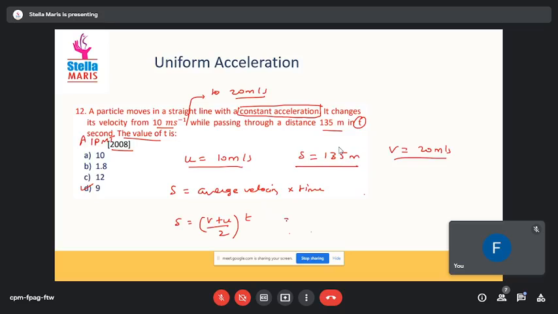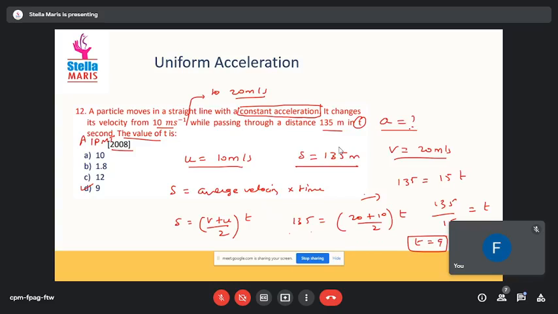Now s is 135, v is 20, u is 10, divided by 2 into time. So 135 equals 30 by 2 into t, so it becomes 15t. 135 divided by 15 is t, so t is equal to 9. So you get this? That is why I said the derivation is important. You can directly find out the time without finding the value of acceleration. You get it, Jayashree? Yes, sir. So this is the easiest way. If you know the derivation, it is very easy.